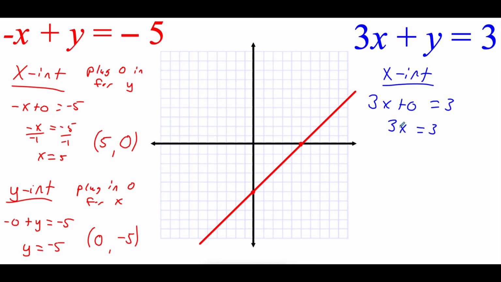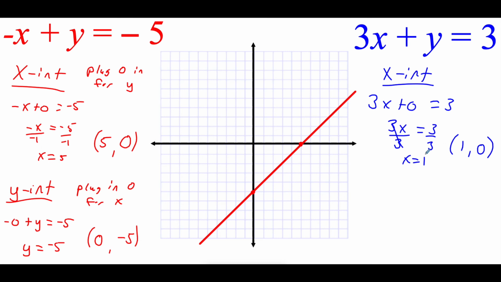We want x to be alone. We've got this 3 in front right now. So to get rid of that 3, we're going to have to divide both sides by 3, leaving us with x equals 1. So remember, this is an ordered pair. The x value is 1, and we got that answer by plugging in 0 for the y value.